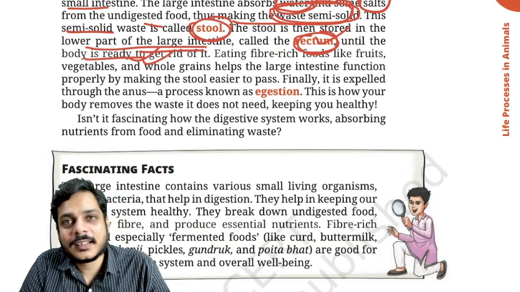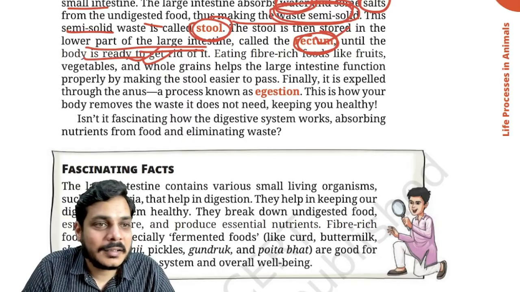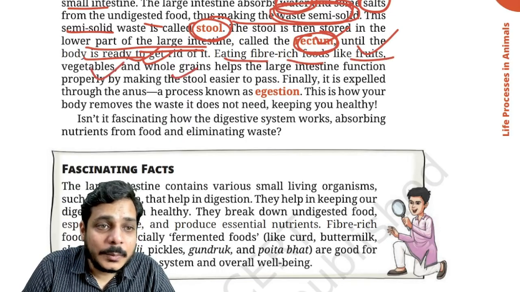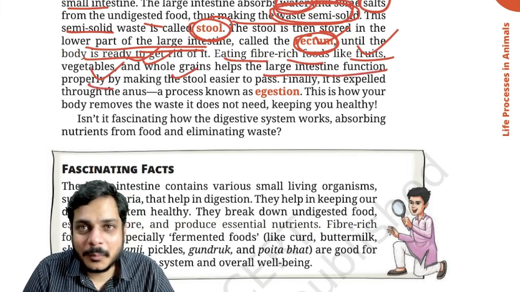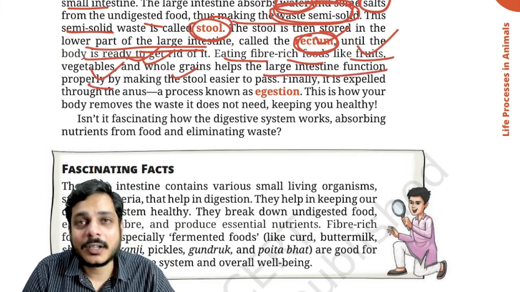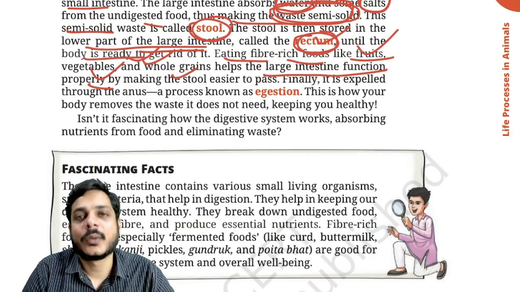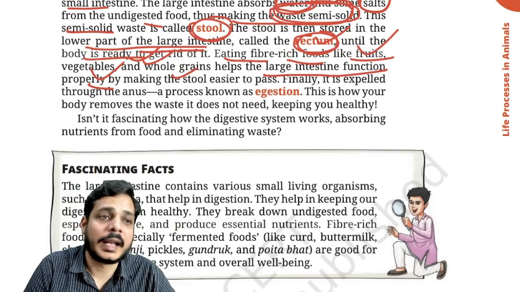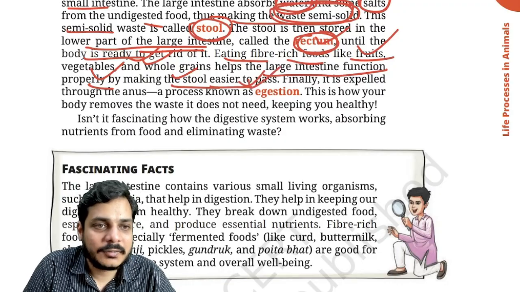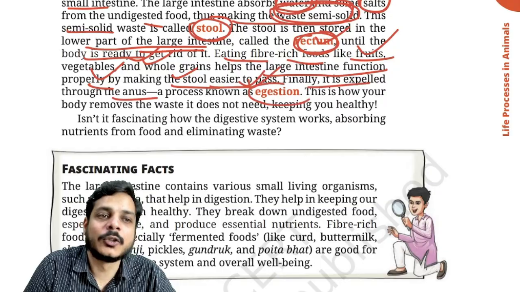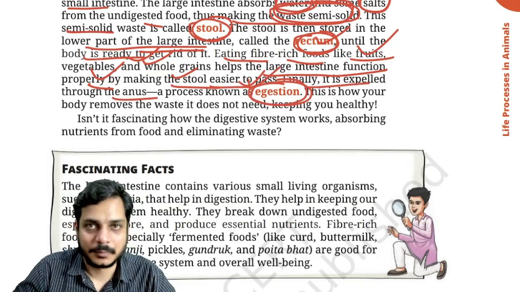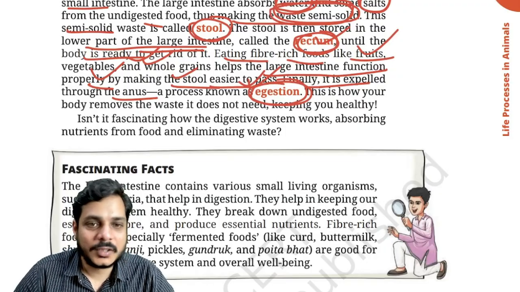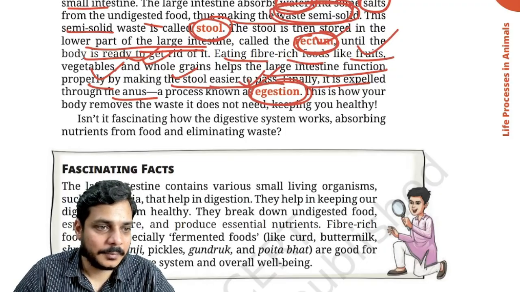Okay. Now, what is the suggestion for you to have a complete evacuation? Eating fiber-rich foods like fruits, vegetables, whole grains helps the large intestine function properly. It is important for your digestive processes. That is important for the last stage of excreting the undigested food after the water and the salts have been absorbed. It makes the stool easier to pass. Finally, it is expelled through the anus, and this process is known as egestion. Egestion means exiting of the waste product. Okay. So this is how the body removes its waste, which is not needed by the body.